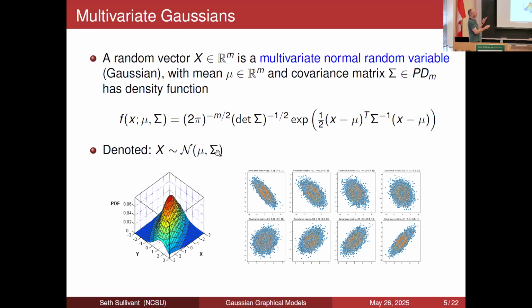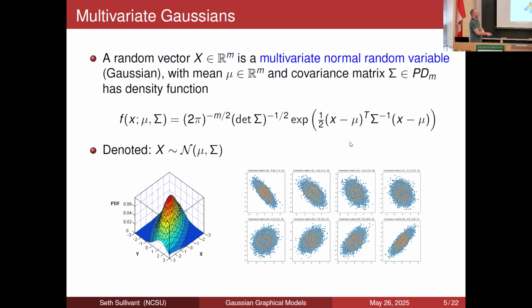What does this look like if I graph this density function? Here's where m is 2. The density function has a peak at mu, and then it dies away exponentially fast from that. It has elliptical contours because we're looking at a quadratic form here, and the major and minor axes of those ellipses are related to the structure of the positive definite matrix sigma.